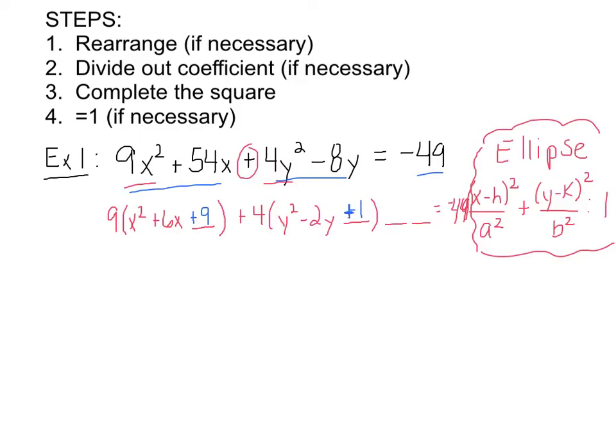Now remember, because we divided out the 9, when we balance our equation, we're going to have to balance it with a 9 times 9, which is 81, so we're balancing it with a minus 81.